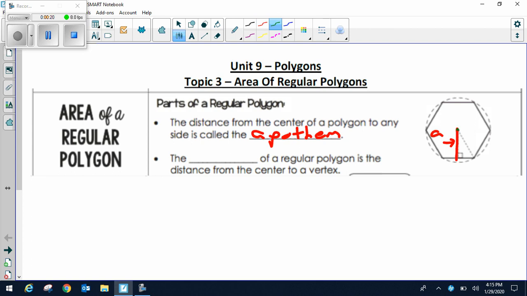If you go from the center to a corner, like an angle, that is my radius. Okay, so that would be my radius. And you can see there, it forms this right triangle. And when it forms that right triangle, it means that you can find the area of that one triangle. So let's go ahead and do some examples.